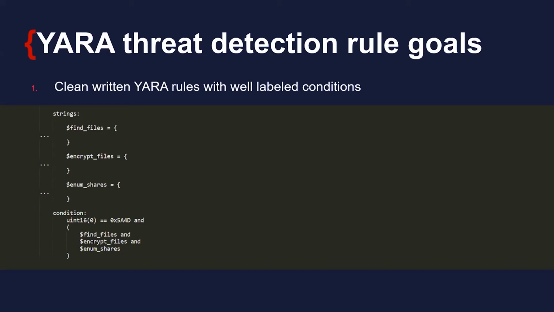So first idea, always: cleanly written YARA rules with well-labeled conditions. As on the screen, I've taken an example to illustrate the point. Find files, encrypt files, enumerate shares. Those labels need to be indicative of the condition, so you need to understand what is supposed to be matching within the file.